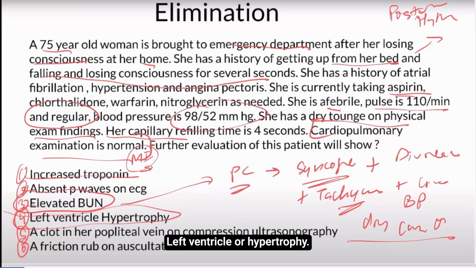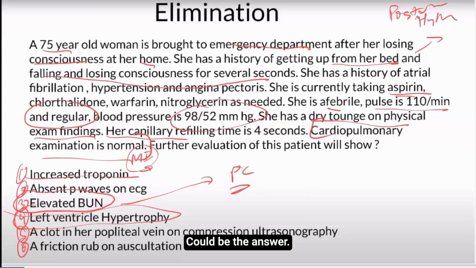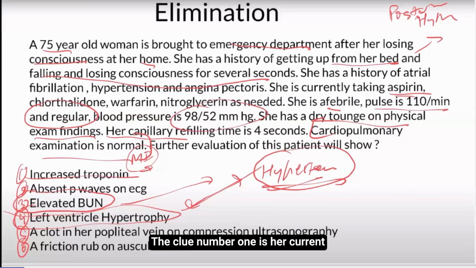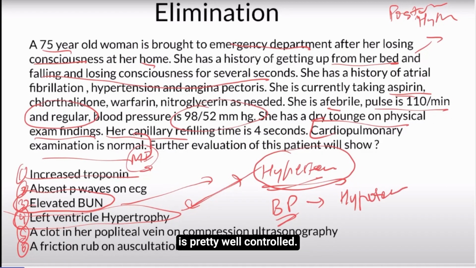Left ventricular hypertrophy. So let's look at left ventricular hypertrophy and see why that could be the answer or not be the answer. If I look at the positive clues here, this patient has hypertension and hypertension we know can cause left ventricular hypertrophy. That's one indicator. But she's also on an antihypertensive, which could prevent that. That's something that's going in my mind. But if hypertension is causing left ventricular hypertrophy, what are the negative clues for this? The clue number one is her current BP is low.